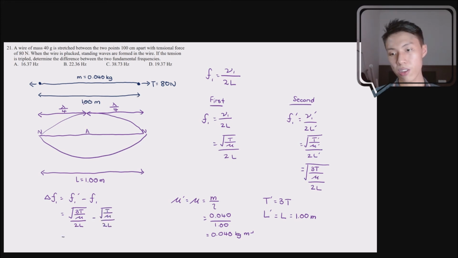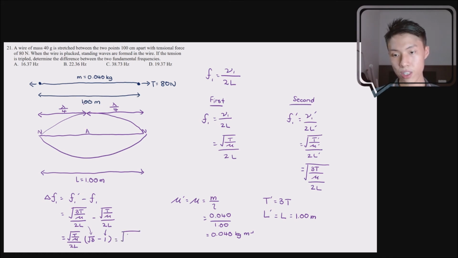So we can factorize out a lot of stuff. We can factorize out basically the whole thing over here, leaving square root of 3 minus 1 inside the bracket. We factorize out the square root of T divided by mu, divided by 2L. So we are left with square root of 3 from the first term, 1 from the second term. So now it's just substitution.